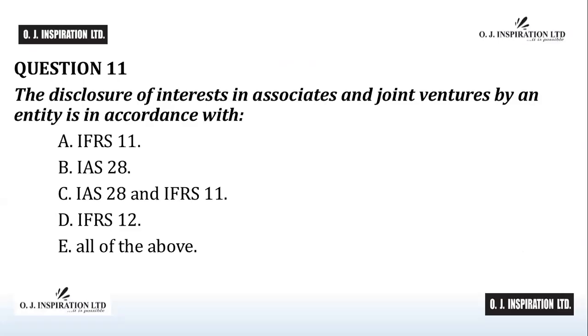Question number 11. The disclosure of interest in associates and joint ventures by an entity is in accordance with A. IFRS 11, B. IAS 28, C. IAS 28 and IFRS 11, D. IFRS 12, E. All of the above. Start counting.